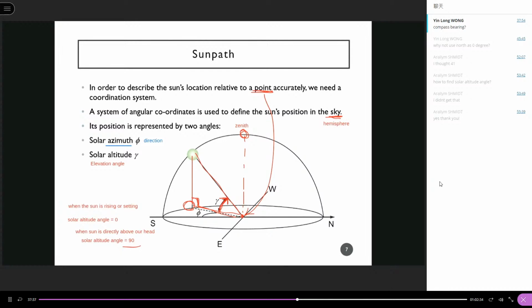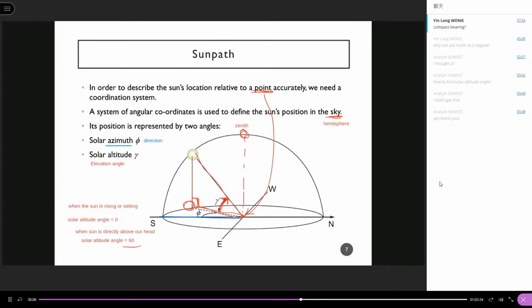There are different measurement methods. The azimuth angle can be measured from the south, or can be measured from the north. So there are different systems to define the azimuth angle. For this subject, let's fix to one system where the azimuth angle is measured from the south. It is similar to the compass bearing. Measured from the south, and then we have positive and negative.